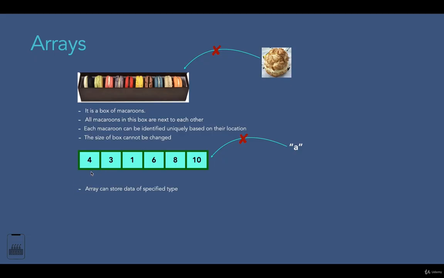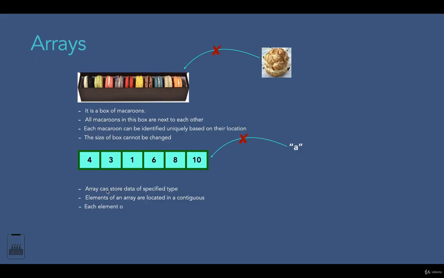Now the next property is that elements of an array are located in contiguous locations in memory. This means that the elements of an array are located next to each other, so there is no gap between them. As you see in the box of macarons, they are also located next to each other and there is no gap between them.